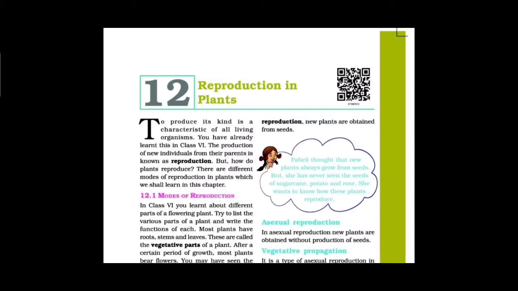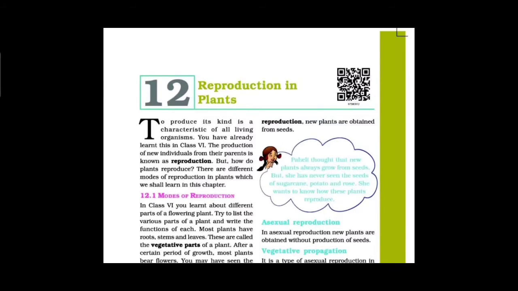Chapter 12, page number 133. Take your pencil and mark the important points. What is meant by reproduction? We all hear the word reproduction, right? We have seen reproduction in animals and human beings. Now we are going to study how plants reproduce another plant.